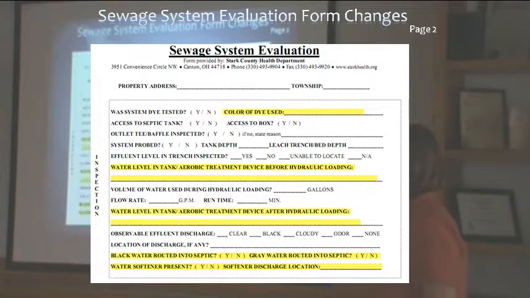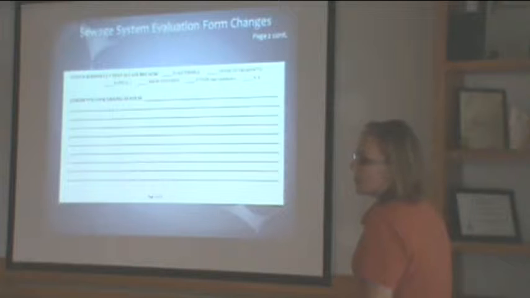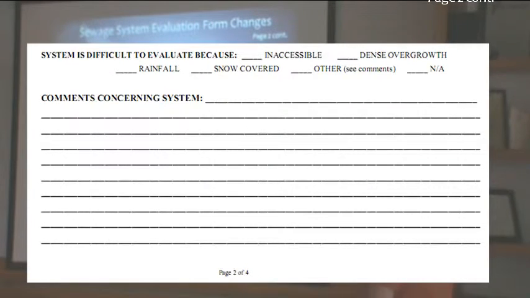I changed around the plumbing questions a little bit because they had been confusing from the beginning. Black water, the toilet routed into the septic; gray water, sinks, laundry; and then if there's a water softener present, yes or no, and then the discharge location of the water softener. The second half is the same, except there's a lot more comments section, so you guys can write me a big long story about what happened out there.